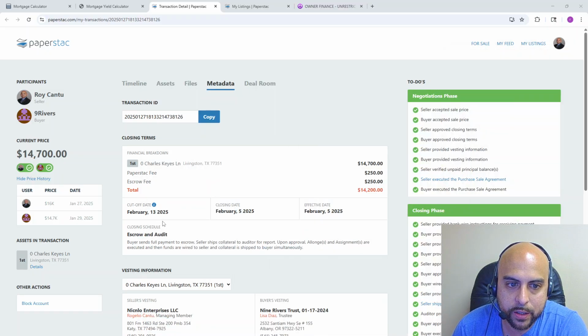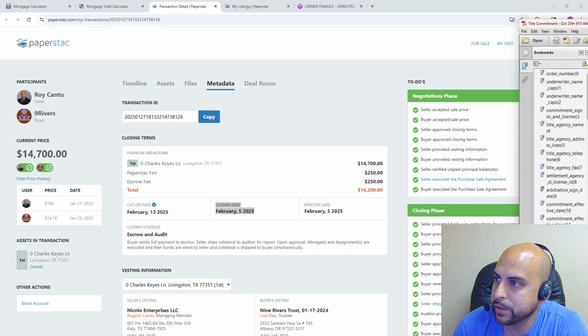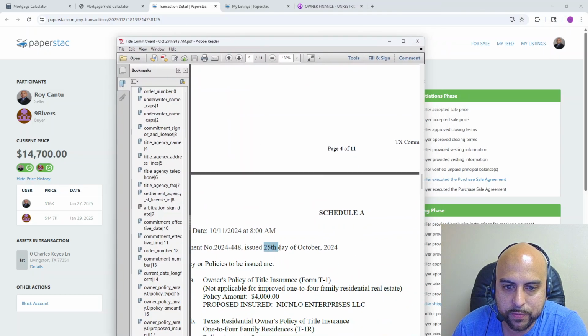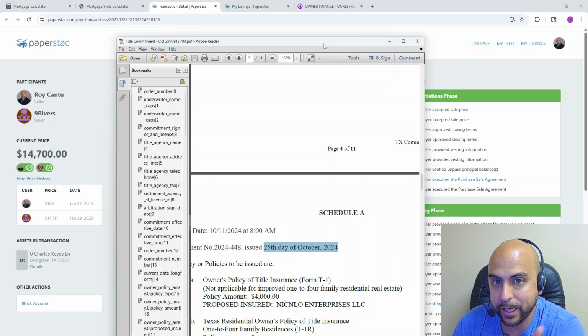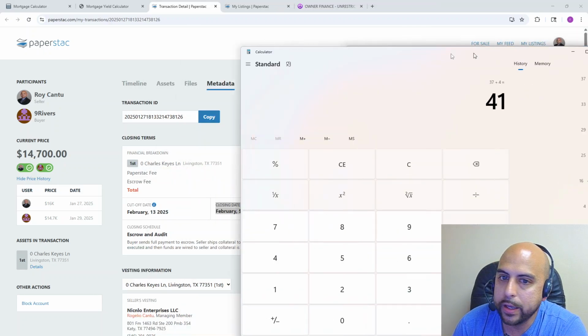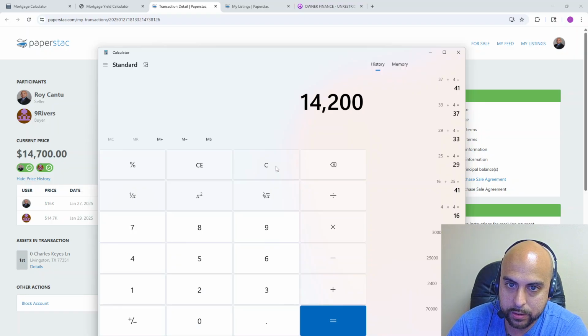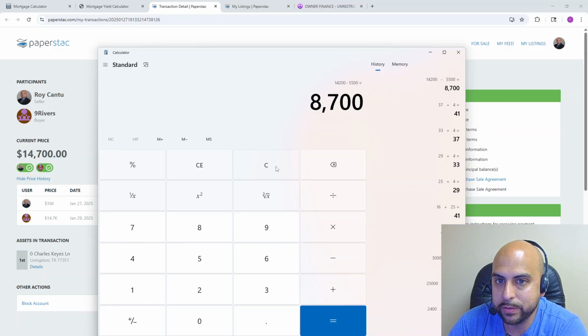If you see the date here, the closing date was February 5th. You see that? And I purchased it, the commitment came out on the 25th of October. It closed, so let's just say the beginning of November. So November, December, January, February, 90 days. 90 days to make $8,700 net profit. Net profit.